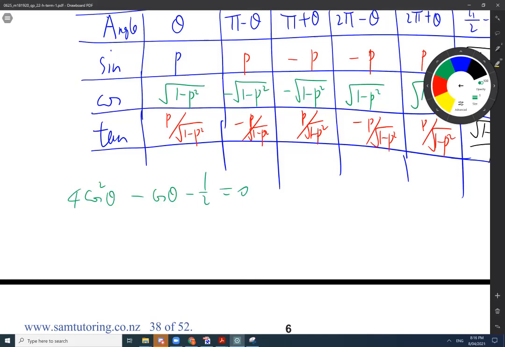Did you learn secant, cosecant stuff? Not yet? Did you learn 1 plus tan squared equals secant squared? Oh, just sine and cos. Okay, let's see.